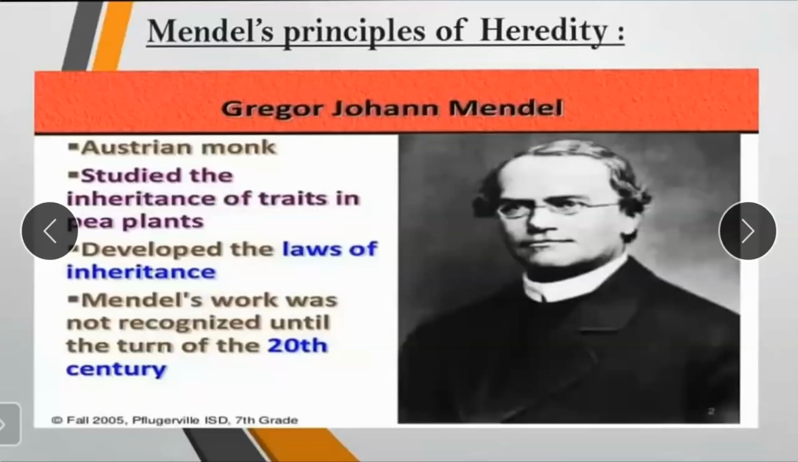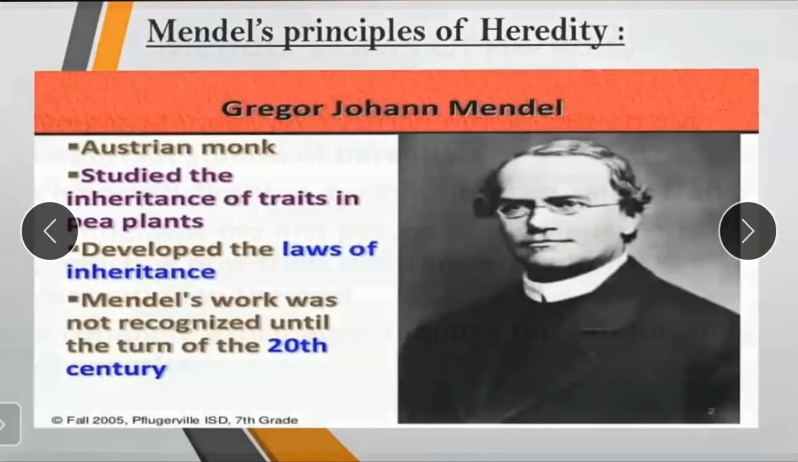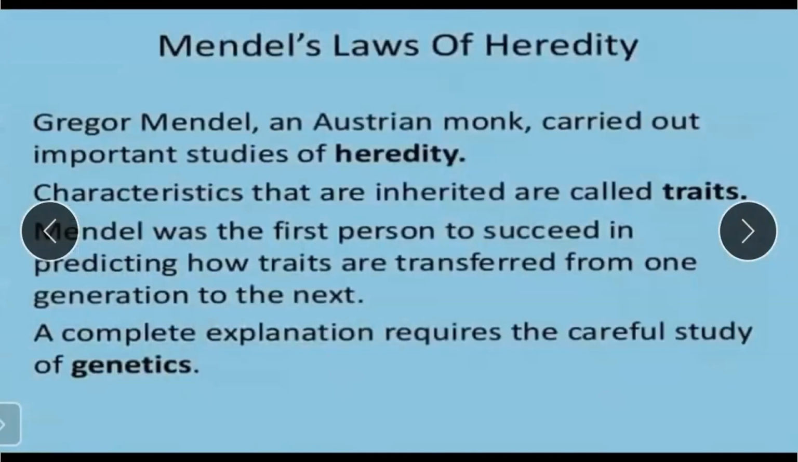So, who was Gregor John Mendel? He developed the laws of inheritance. And Mendel's work was not recognized until the turn of the 20th century. Before this, it was not recognized, but in the 20th century, it was recognized by all the nations and all the scientists. And then this principle of heredity was named after Mendel. So he was the person who created the laws of heredity. Gregor Mendel, an Austrian monk, carried out important studies of heredity.